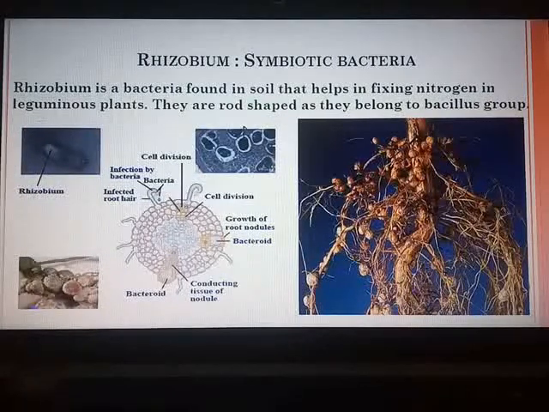Now, to study about this Rhizobium, it is a bacterium found in the soil that helps in fixing nitrogen in the leguminous plants. What is the role and importance of this Rhizobium? In the previous chapter, chapter number 7, when we studied the nitrogen cycle, the very first process, if you remember, was nitrogen fixation. There I told you about the conversion of nitrogen into nitrates and nitrites.